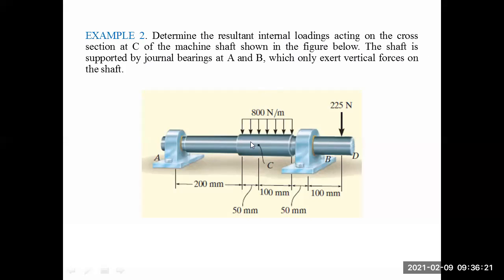So you take a section at C and you have two choices. You either take the left side or you take the right side. It's up to you. So as I said, the easiest, basically, if you can guess the easiest by spending some time and thinking, if you take this side, how many forces do I need to calculate? And if you take this side, how many forces to calculate? Okay. So I think taking the left side is easier.